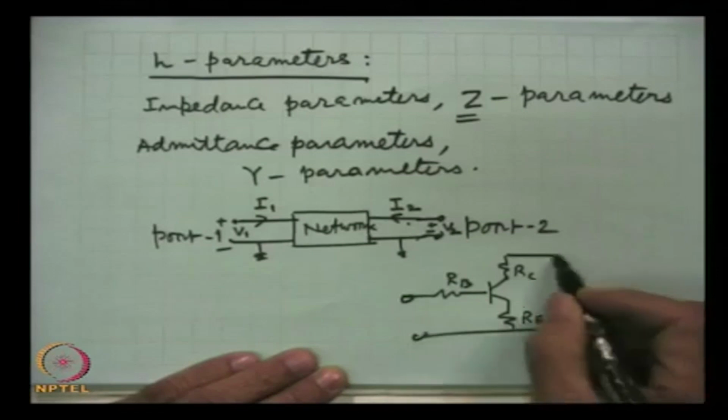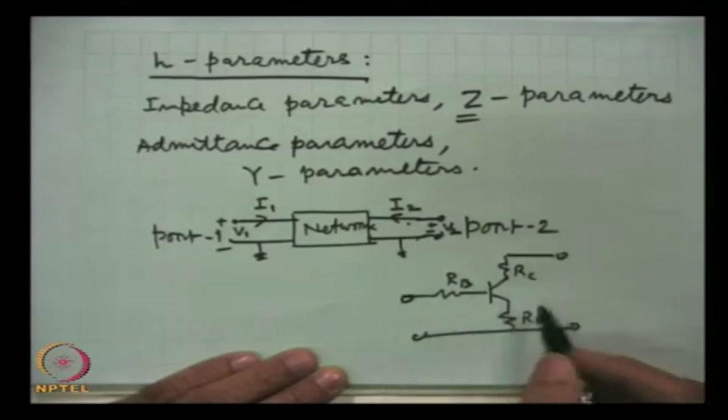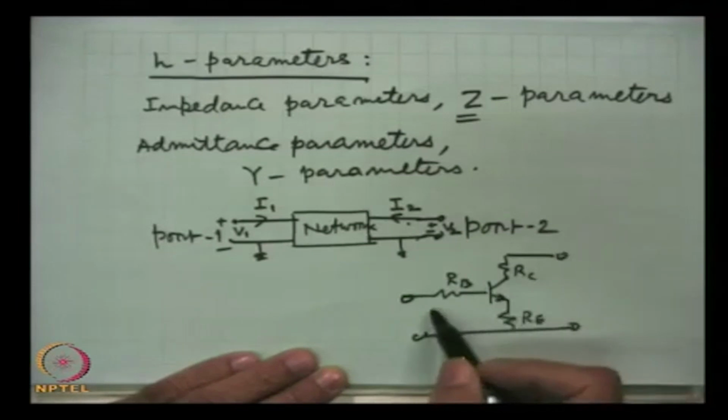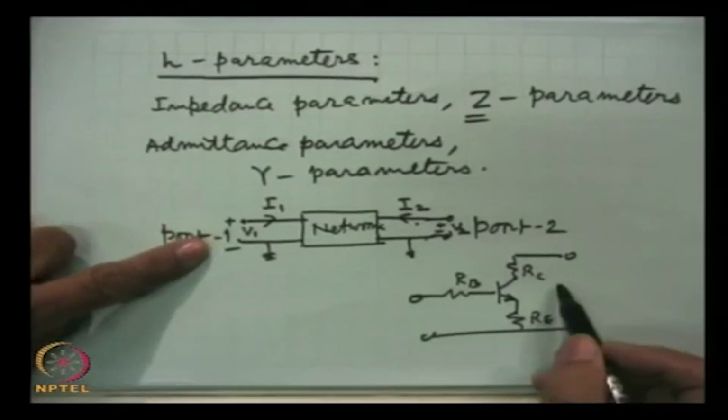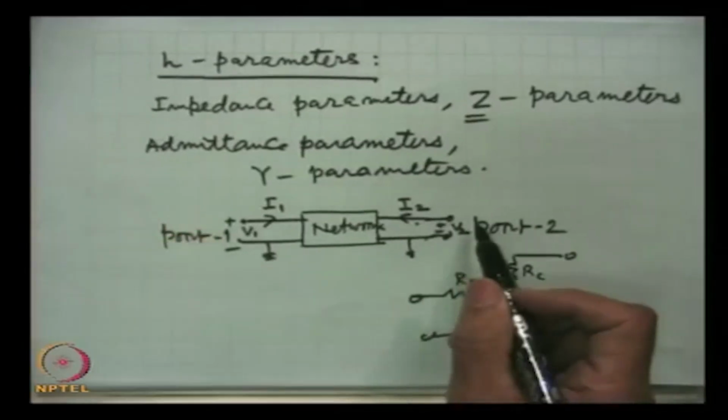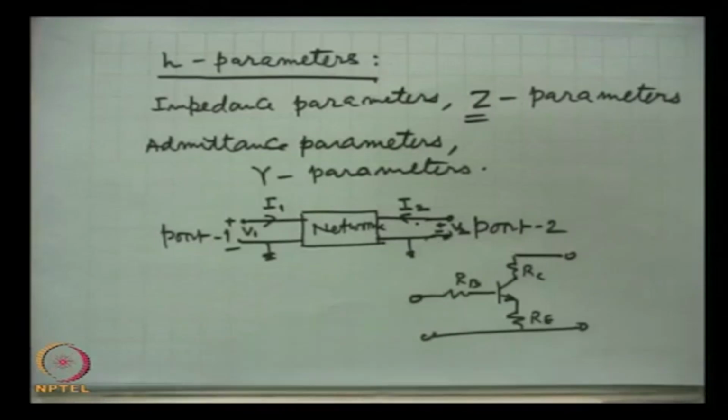This is also a 2-port network. This is port 1 here and this is port 2 as it is here. Now, we will define first the H parameters, that we will take this very network. Let me redraw the network.